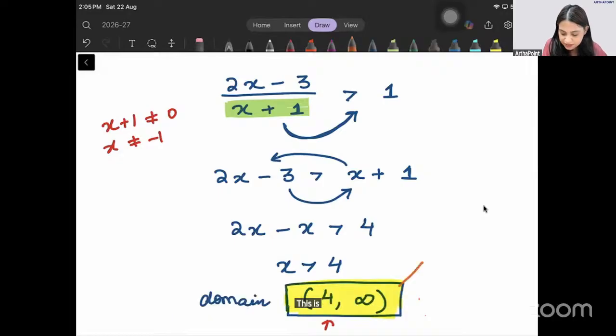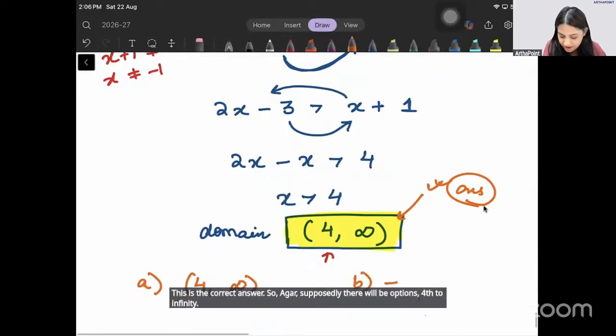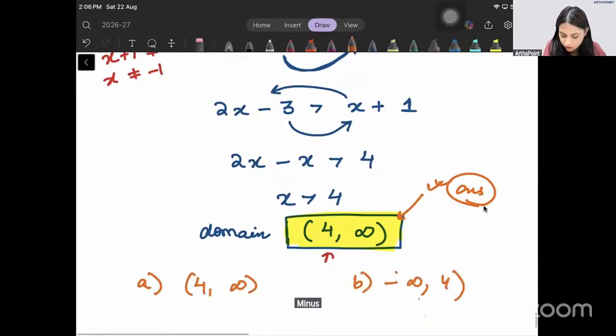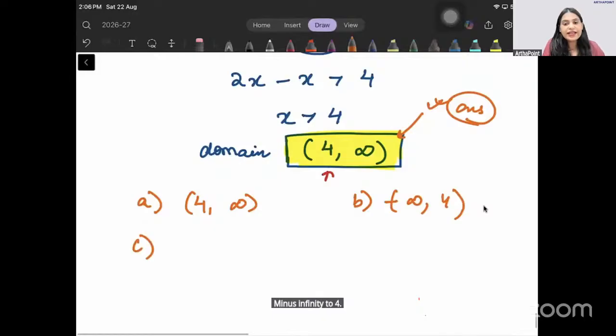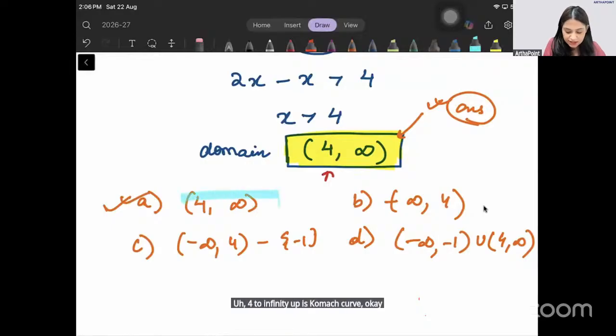This is the correct answer. So suppose there will be options: 4 to infinity, minus infinity to 4, and then minus infinity to 4 except the value of -1, and say minus infinity to -1 union 4 to infinity. You will mark this and you will say this is correct.